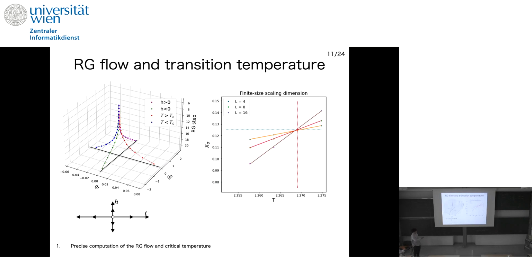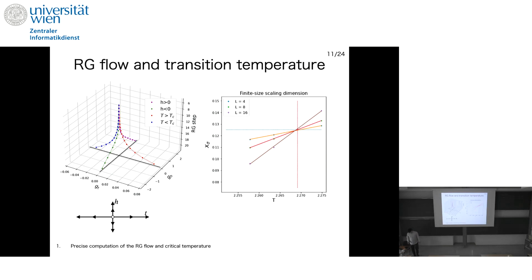So this is, if you do it for the magnetic field and the temperature slightly different from the critical temperature, you see RG flow. That is, the fixed point is located in the center, and as you go for the RG step, you see this relevant RG flow from the center.